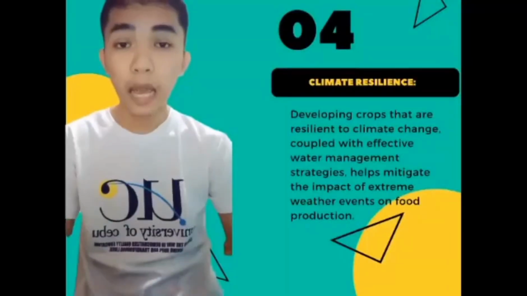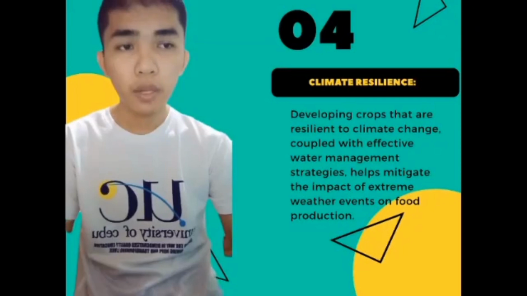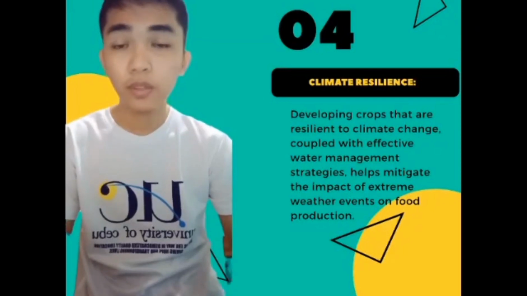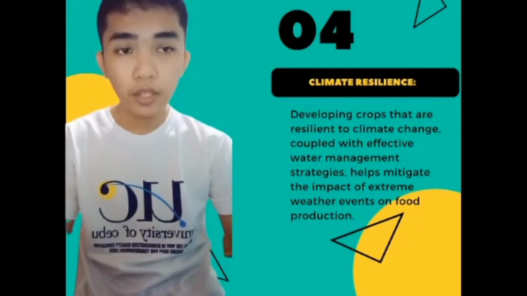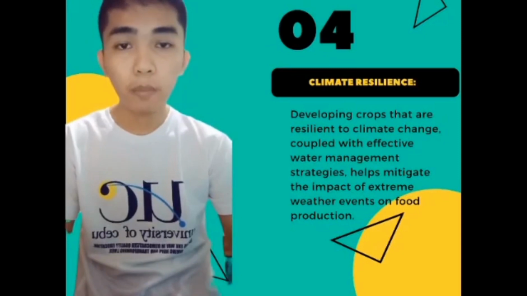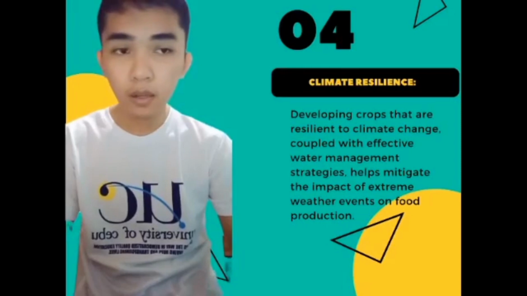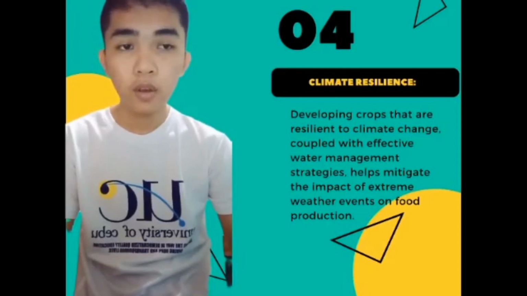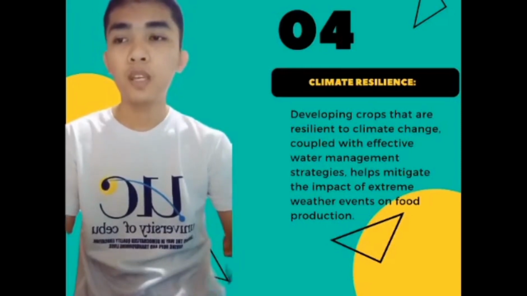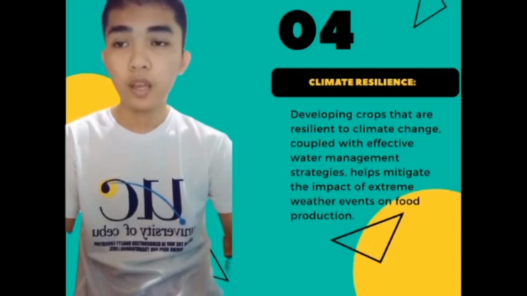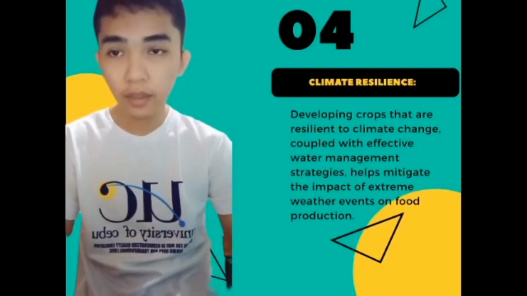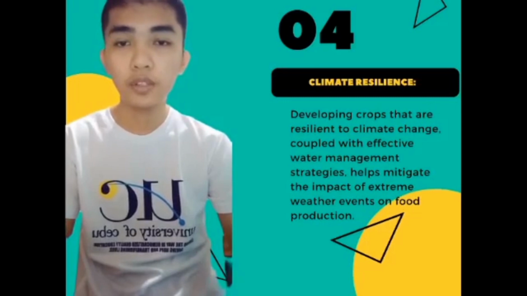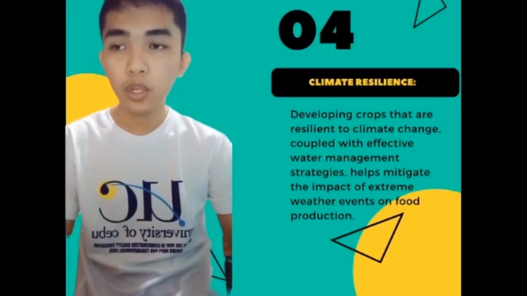And the next one is climate resilience. Developing crops that are resilient to climate change, coupled with effective water management strategies, helps mitigate the impact of extreme weather events on food production. This approach ensures that crops can withstand changing climate conditions, and strategic water use helps optimize agricultural output despite unpredictable weather patterns.